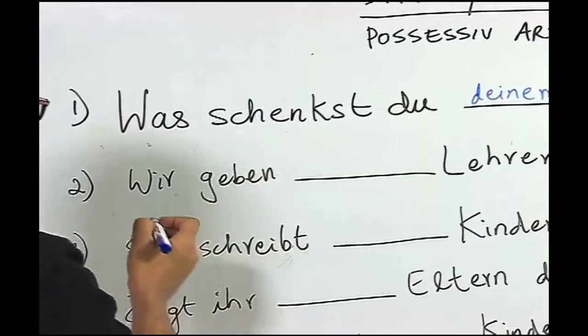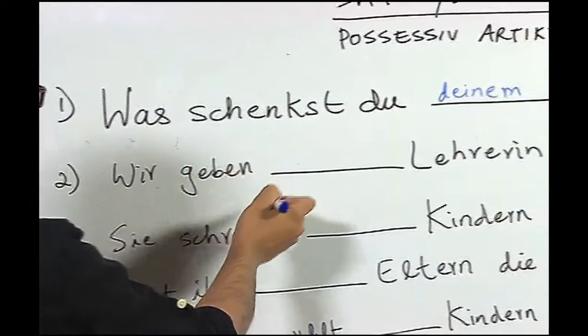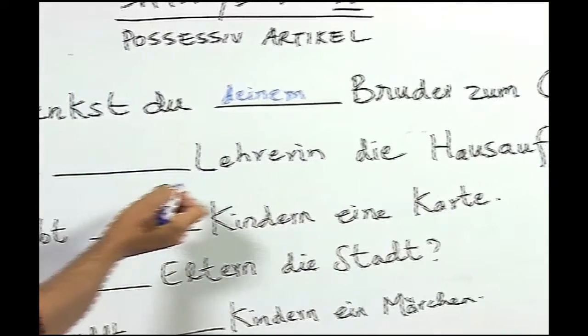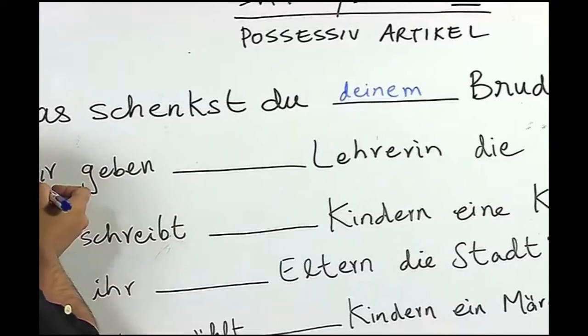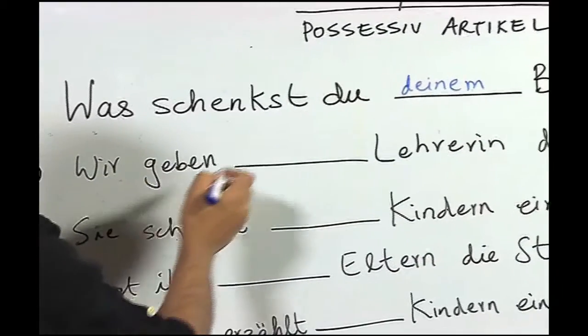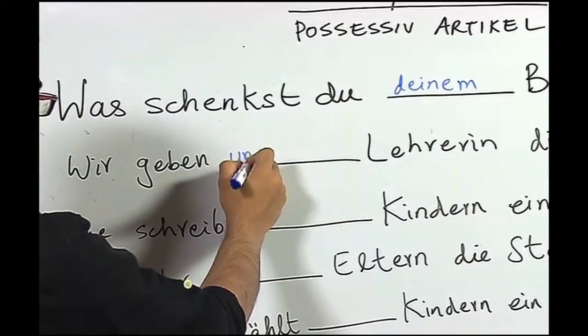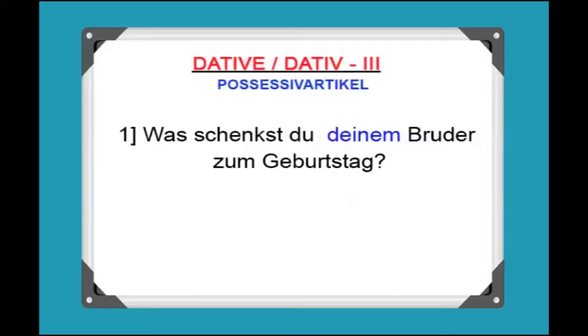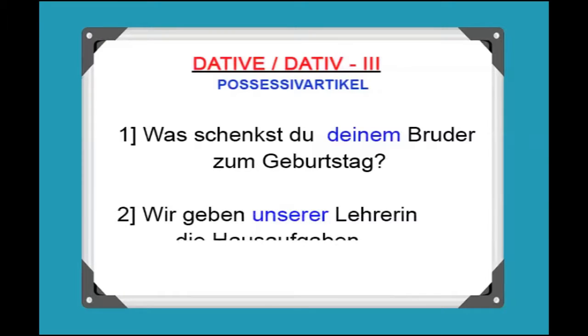Now, let us look at sentence number 2. Wir geben Lehrerin die Hausaufgaben. Here, we have to write the possessive article based on the pronoun wir, and it is unserer. Why do we write unserer? Because it is die Lehrerin, and in dative, die becomes der, and the possessive article also takes the ending. So, unsere becomes unserer.